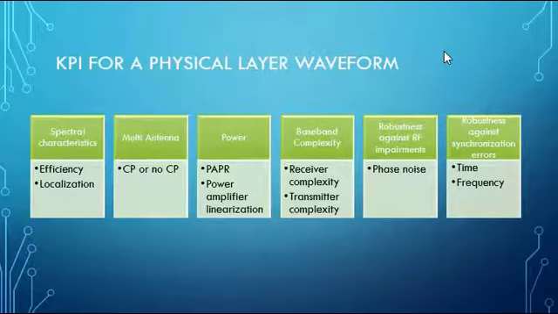The other performance indicator is the robustness against RF impairments. For example, phase noise. Low phase noise oscillators are costly, and therefore it is important that the underlying waveform has robustness against phase noise and, in general, all the important RF impairments. The other important performance indicator is robustness against synchronization error, for example time and frequency.